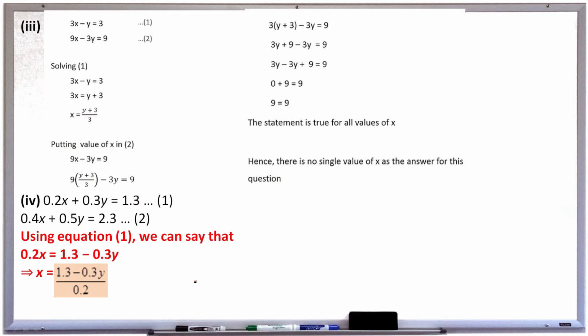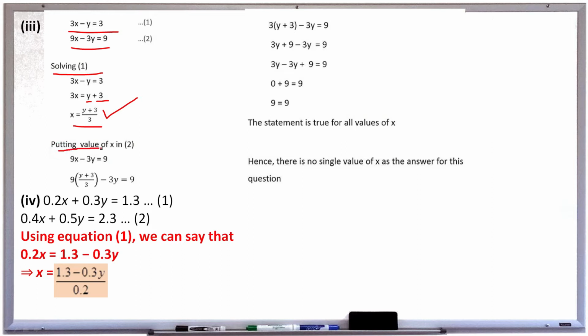Question number 3, the equations are given. 3x minus y is equal to 3 and 9x minus 3y is equal to 9. Taking the first equation, 3x minus y is equal to 3, you can write 3x only, bring minus y to the right side, it will become plus y. So 3x is y plus 3. So x you have to find, so x on one side, so 3 you can bring down. So we can write x is equal to (y plus 3) by 3.